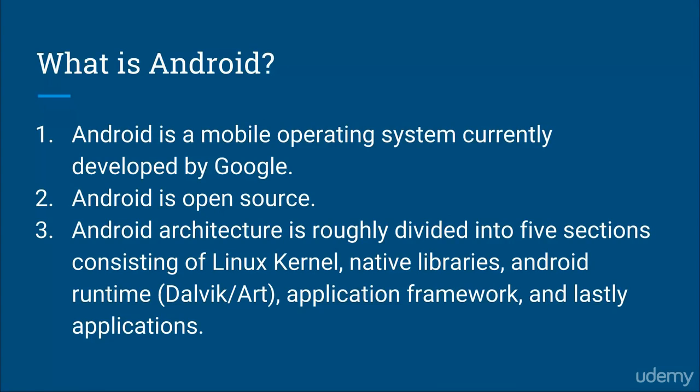Great. So Android architecture is roughly divided into 5 sections, consisting of Linux kernel, native libraries, Android runtime, application frameworks, and then lastly, applications. So now let's go ahead and actually break down each one of those layers in our Android architecture.